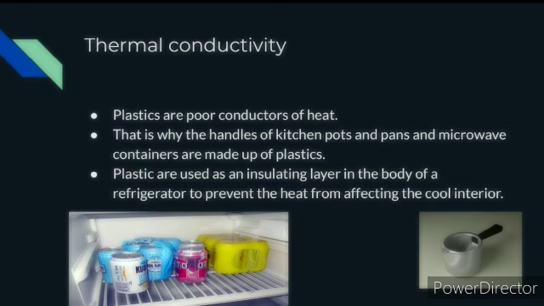Thermal conductivity. Plastics are poor conductors of heat. So that is why the handles of kitchen pots and pans and microwave containers are made up of plastic to avoid the heat affecting our hands. The plastic is also used as an insulating layer in the body of a refrigerator to prevent the heat from affecting the cool interior and to avoid the spoiling of the objects kept inside the refrigerator.